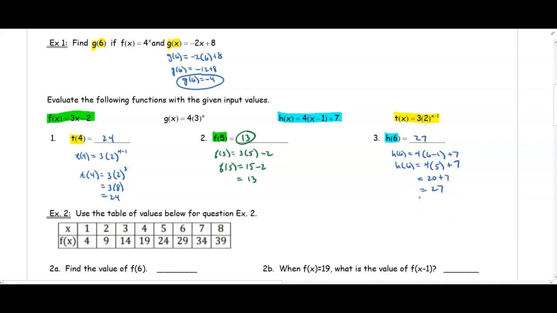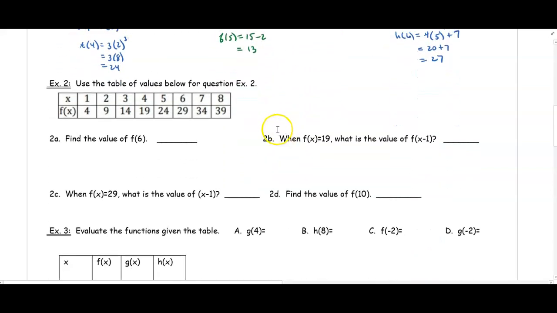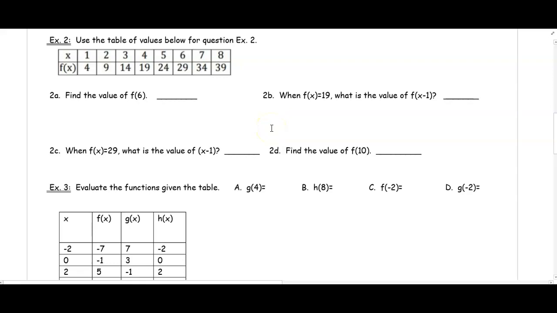This basically gives you an idea of what function to use and what your input value is. Now when we go and look at a table, remember, this is your set of inputs and this is your set of outputs. If they want me to find f of 6, what is the value of f of x when x is equal to 6? When x is equal to 6, what's your output? f of 6 would equal 29.